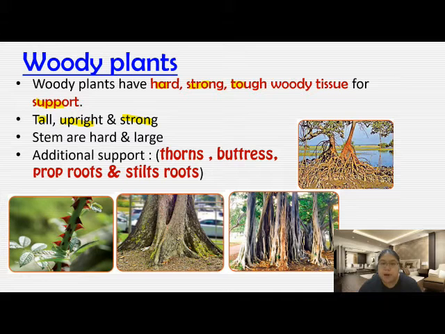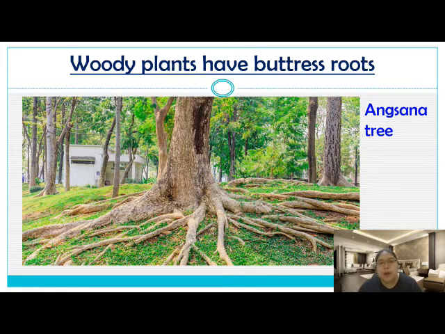A buttress is a big one. You see a very big size at the bottom. Prop roots means it's supported by the roots. You see all the roots are up. This one is called prop roots. After that we have stilt roots. Stilt roots means you see the roots all floating up. So we have four types of woody plant support. Let's go to the next one. I will explain one by one.